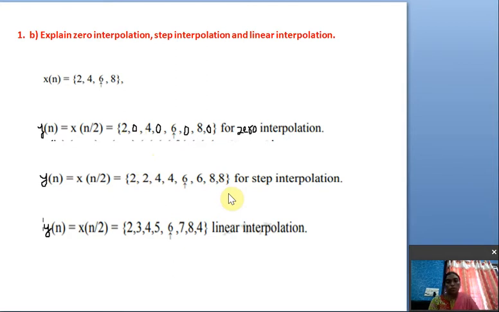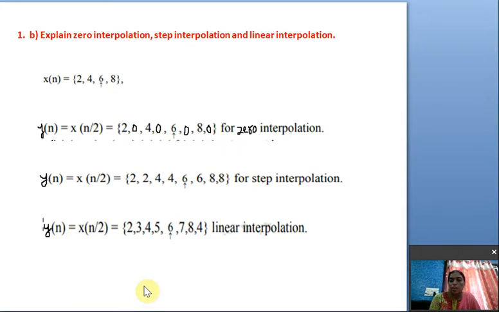Now coming to linear interpolation. We have 2, 4, 6, 8. In between 2 and 4, increase the value: after 2 you get 3, so use 3. Next, in between 4 and 6, the next value of 4 is 5. In between 6 and 8, use the next value of 6, which is 7. In this way you interpolate values following the linearity nature. This is zero, step, and linear interpolation techniques.